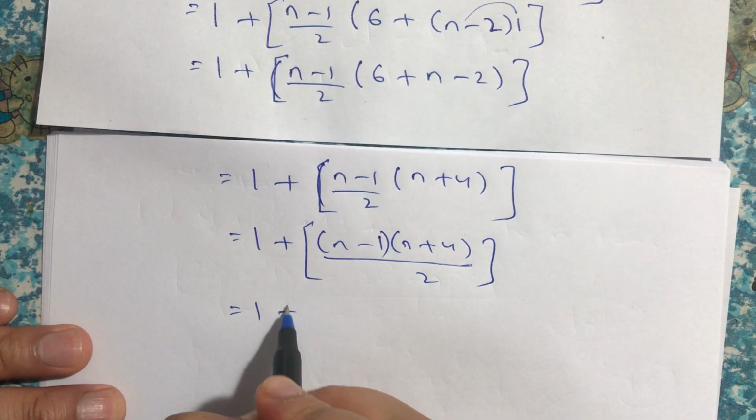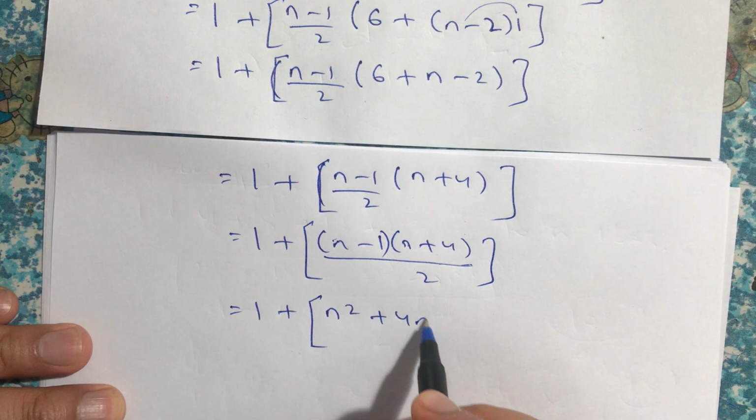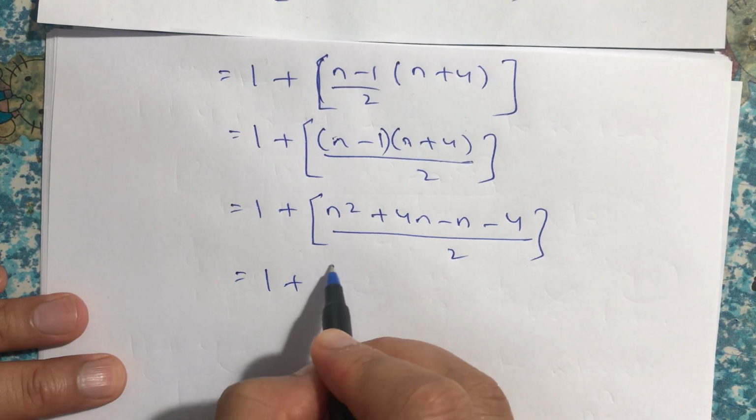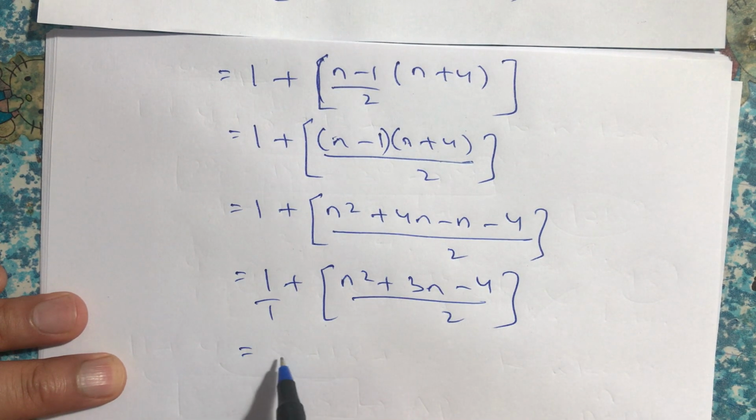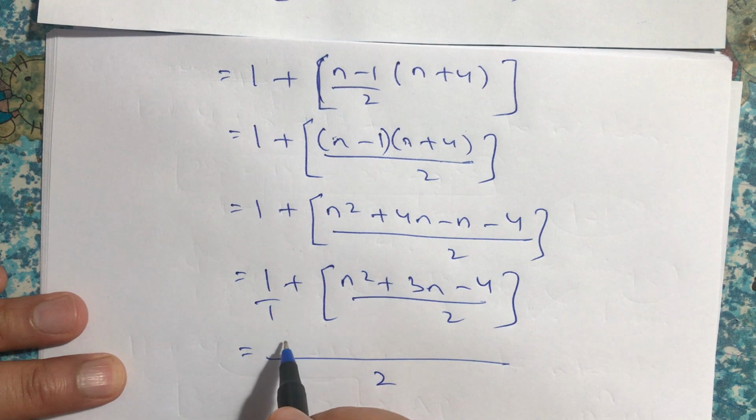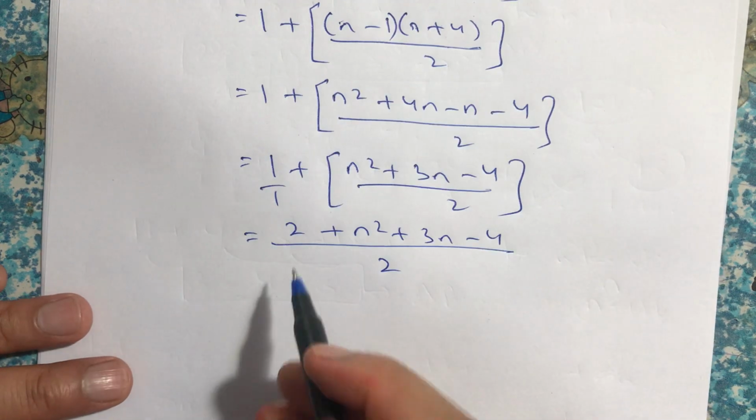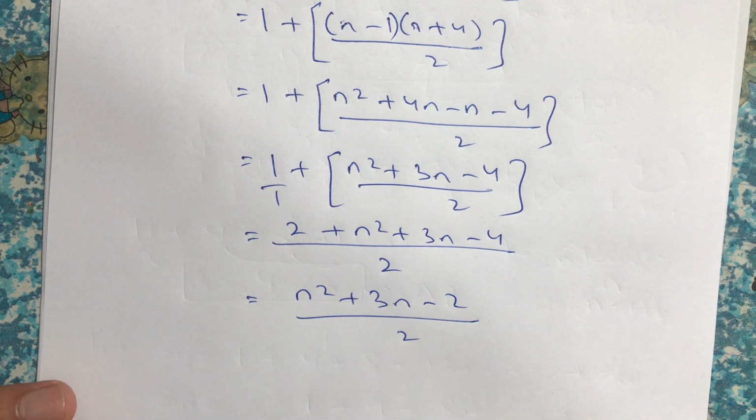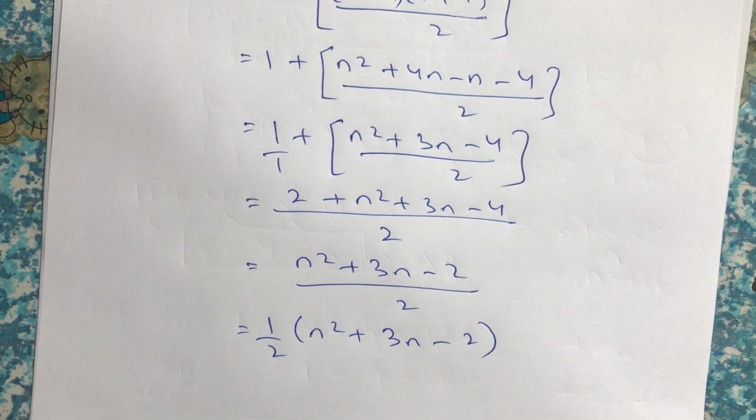If you want, I can write it as 1 plus, this will multiply this, n squared plus 4n minus n minus 4, divided by 2. So we get 1 plus n squared plus 3n minus 4 by 2. Now we find the LCM, so the LCM is 2, 2 plus 1 times n squared plus 3n minus 4. So what do I get? We get n squared plus 3n minus 2 divided by 2. And we can take the half outside, and then we get half of n squared plus 3n minus 2. That's the answer for your an.